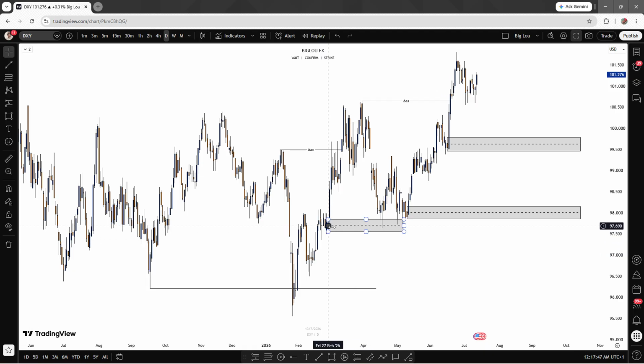This is the zone that took this structure here. It broke the structure, this momentum. Even though it did a sweep and came back, it finally broke it.